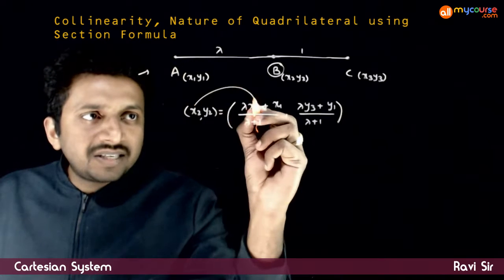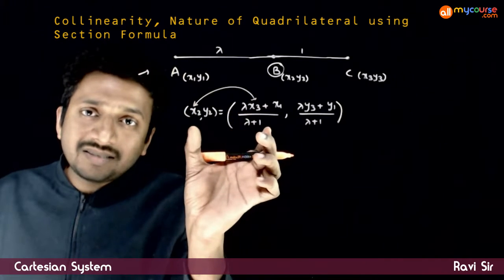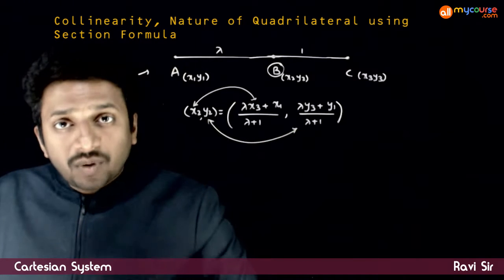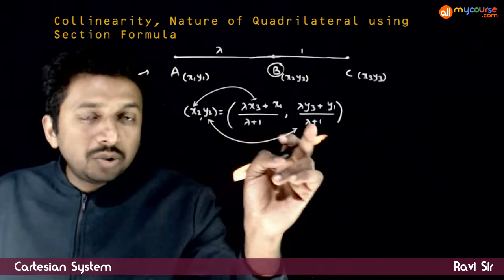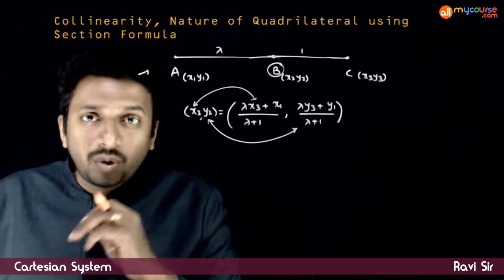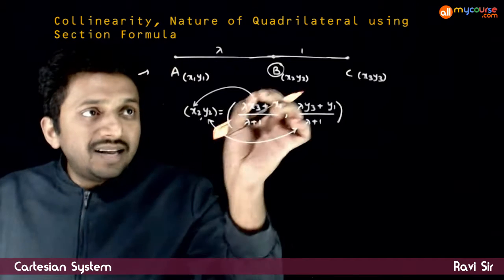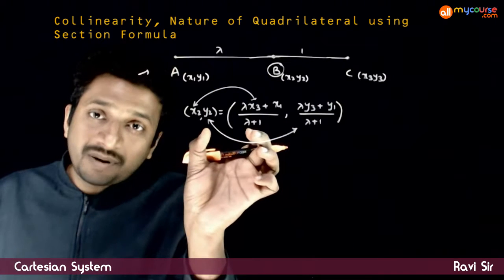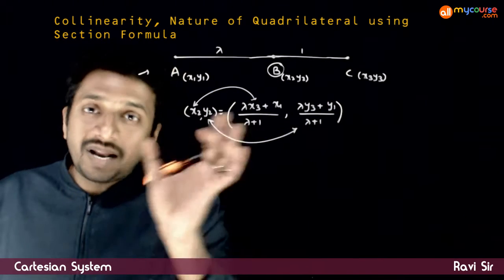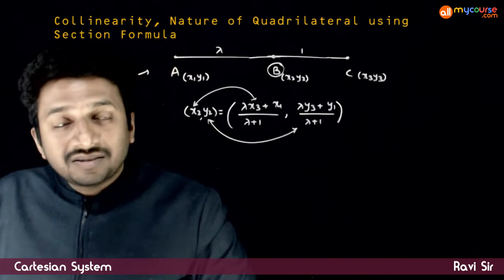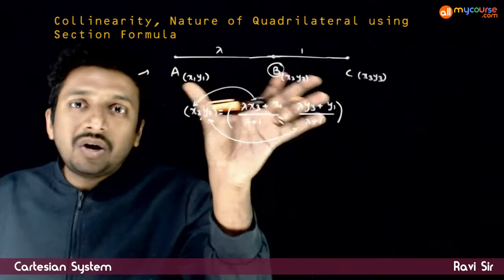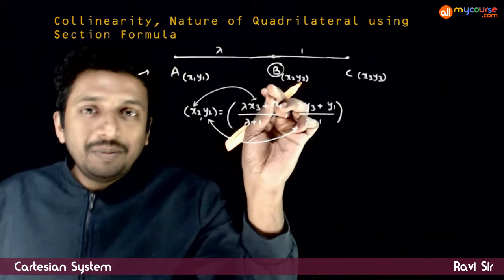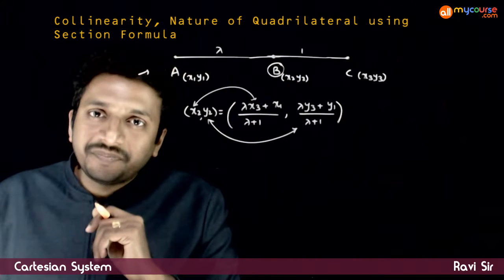So from the first equation you get some value of lambda, from the second equation you get another value of lambda. If these two values of lambda are equal, that means that B divides AC in a certain ratio. If lambda from x coordinates is different from lambda from y coordinates, that means this point does not divide AC in any particular ratio. That means B lies outside AC.